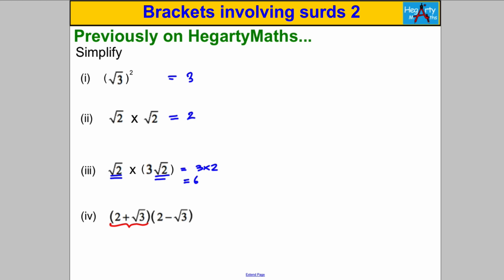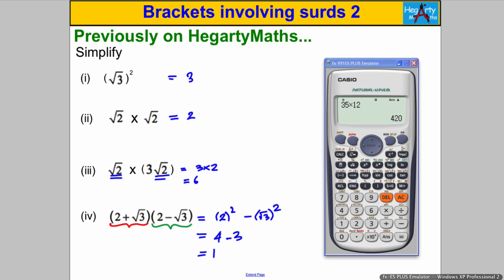2 add root 3 is getting multiplied by its conjugate, 2 subtract root 3. And we can apply what we did previously, without having to multiply it all out. When you see 2 add root 3 multiplied by its conjugate, you can say the answer for sure is 2 squared subtract root 3 all squared. Now 2 squared is 4, root 3 all squared, well we know that it's 3, so this is 4 take away 3, this is 1. Let me prove to you on the calculator that definitely works. Bracket 2 plus root 3, open bracket, 2 subtract root 3 and close bracket.